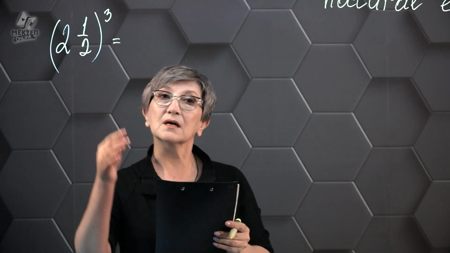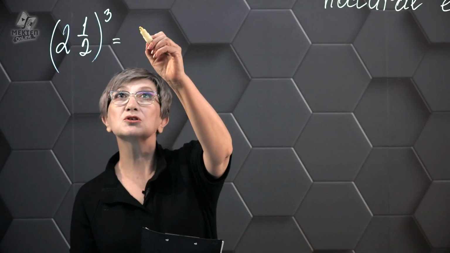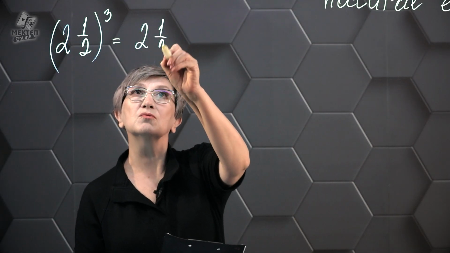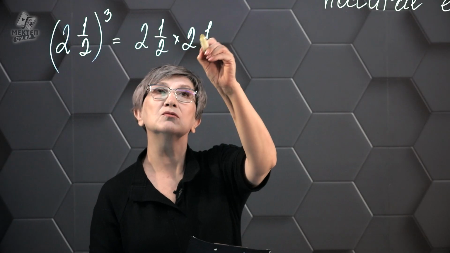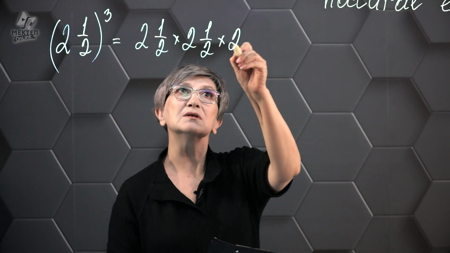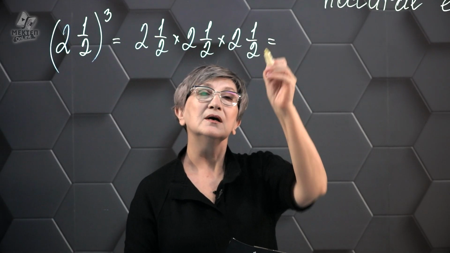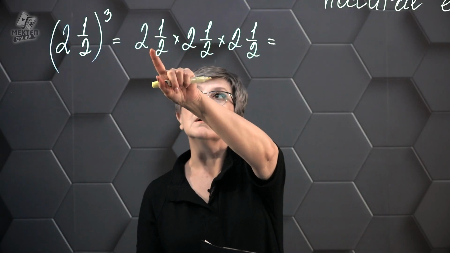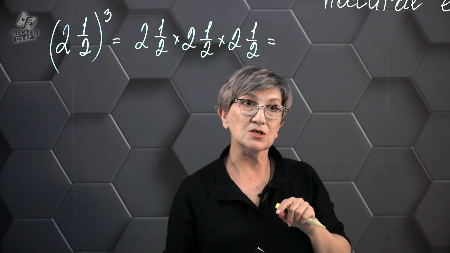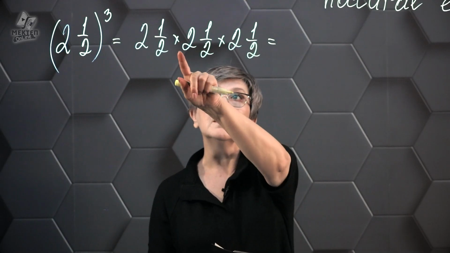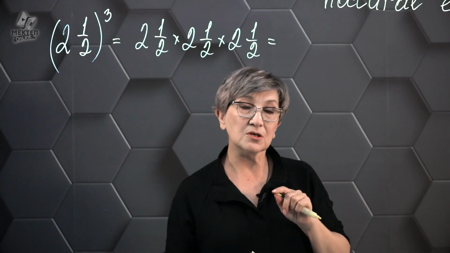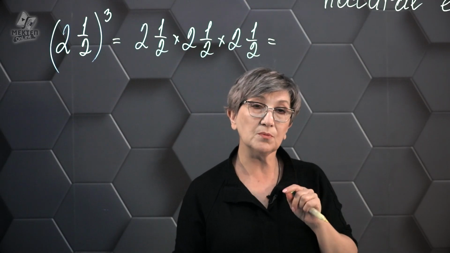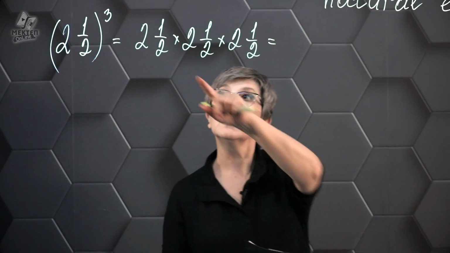Well, first of all, if we need to raise two integers and 1 second to the third power, then according to the rule, we have to multiply two integers and 1 second by two integers and 1 second multiplied by two integers and 1 second. The result is that we get the product of mixed numbers, and in order to find the product of mixed numbers, we have to convert the mixed number into an improper fraction.